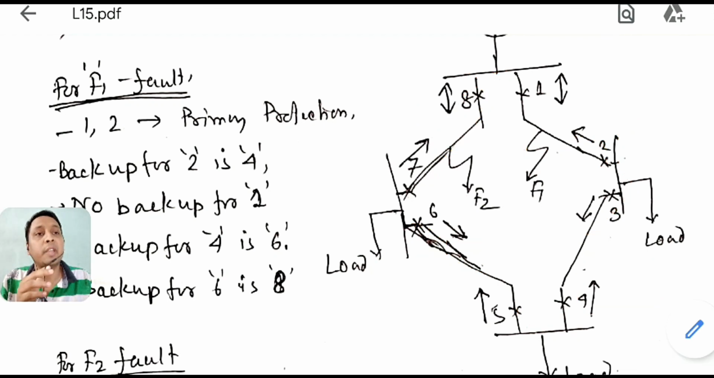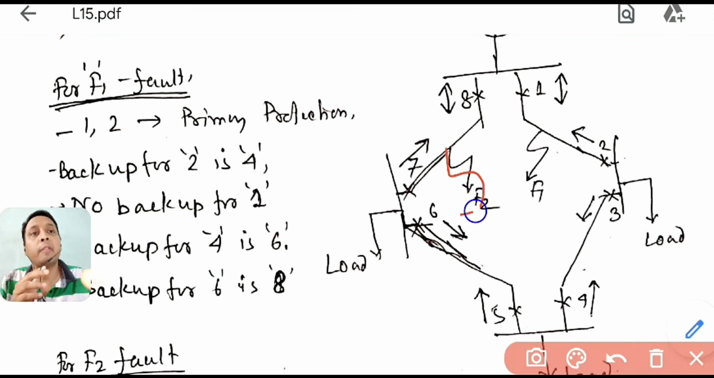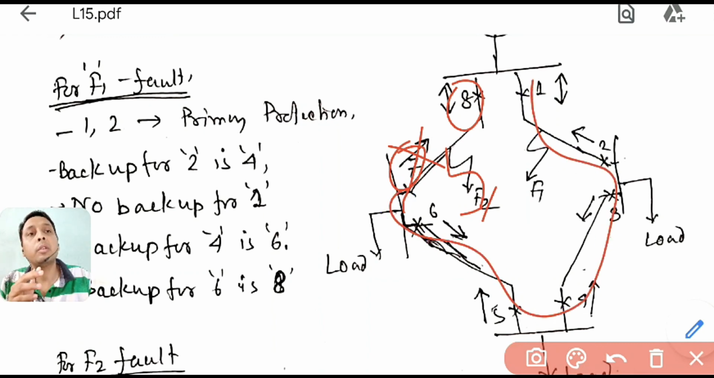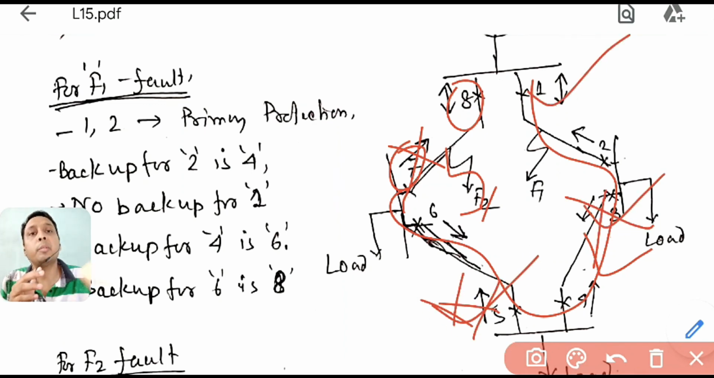So for F2, 7 and 8 are your primary. If 7 fails, then which one will trip, because current is flowing through this direction now? 5 will trip. If 5 fails, then 3 will trip. If 3 fails, then 1 will trip. So these are the backups for backups and backups. You can think now that coordination of primary and backup will become problematic here, because there are lots of backups. We have to think through all these cases.